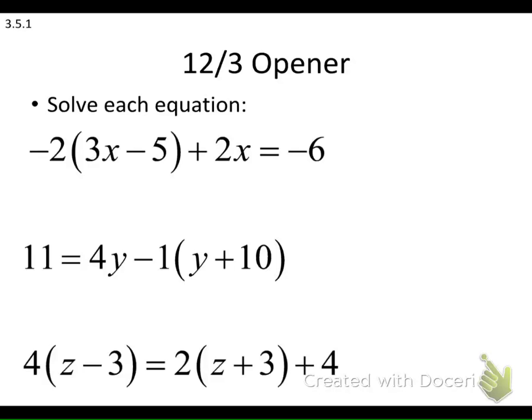Okay. First thing I want you to do is scratch out 12-3 and put what? 12-6. December 6th. All right. So go ahead and do me a favor. Like I said, scratch out the date on the opener of 12-3 and go ahead and change it to 12-6 for me.